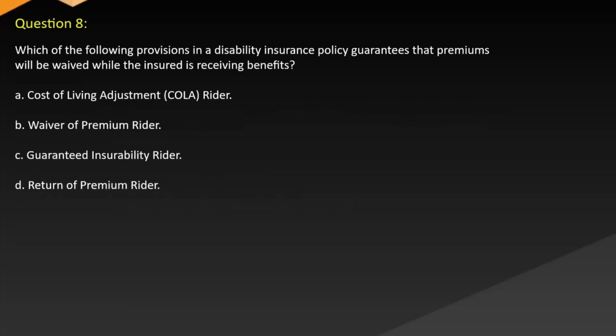Question 8. Which of the following provisions in a disability insurance policy guarantees that premiums will be waived while the insured is receiving benefits? A. Cost of living adjustment (COLA) rider. B. Waiver of premium rider. C. Guaranteed insurability rider. D. Return of premium rider.